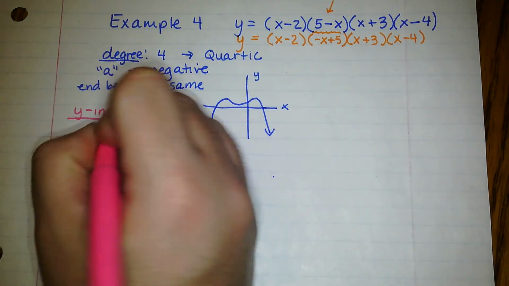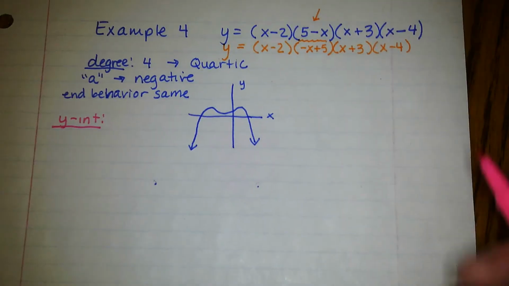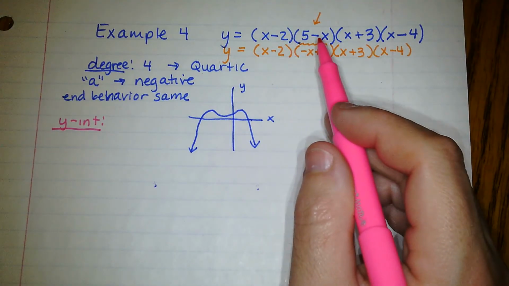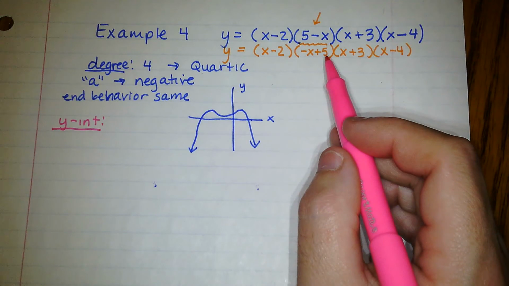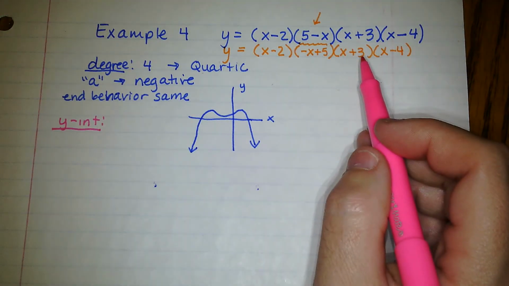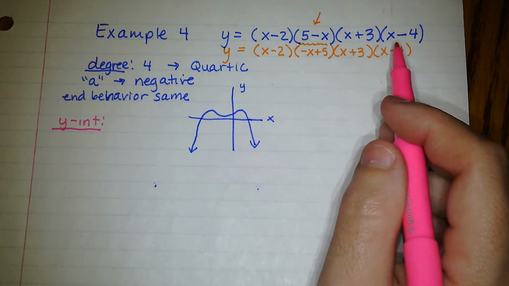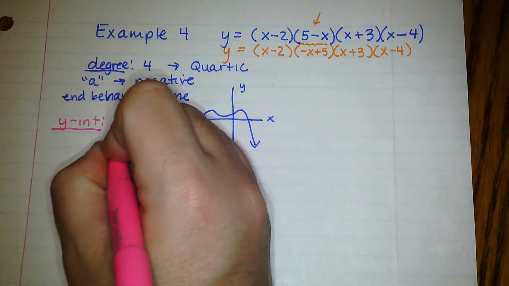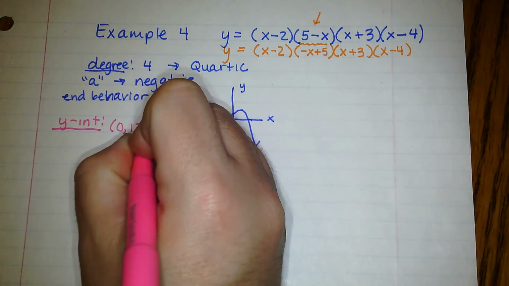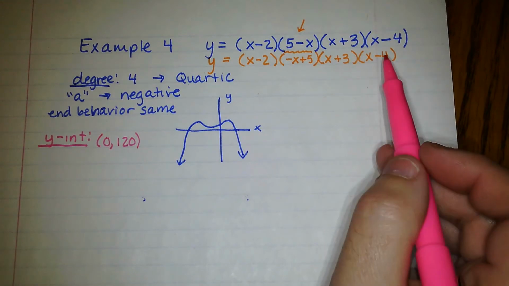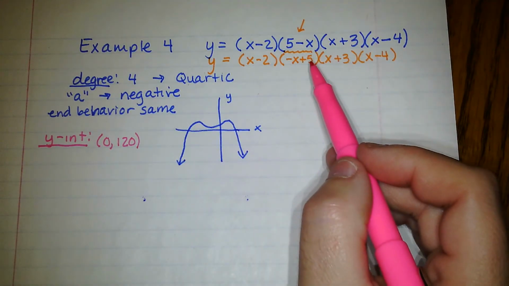Our y-intercept, when it's factored, is multiplying your numbers together. So I've got negative 2 times positive 5. That's negative 10. Negative 10 times 3 is negative 30. And negative 30 times negative 4 is positive 120. And some of them really do get up there. So keep in mind that that's definitely a possibility.